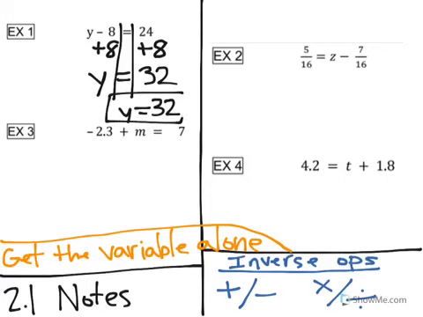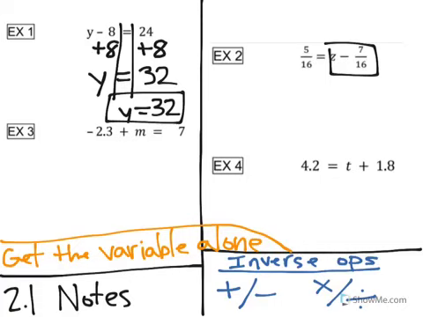And that's our answer. We found out that if we take our answer and we plug it in up top, well, 32 minus 8 equals 24. So that one's good. On to example 2. Here we're going to want to get z alone. We want that to equal something, that's how we'll know we've solved it. And what's happening to the z?